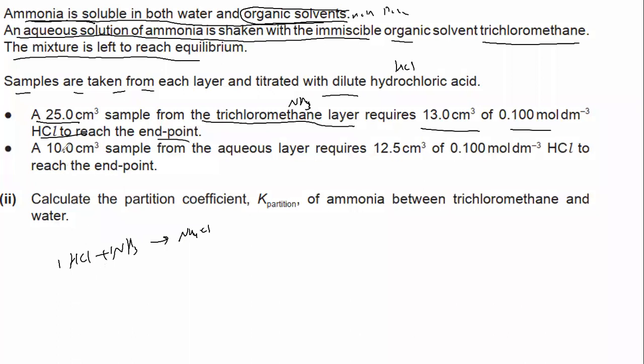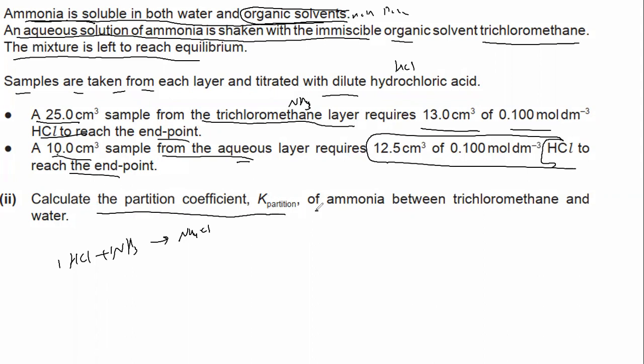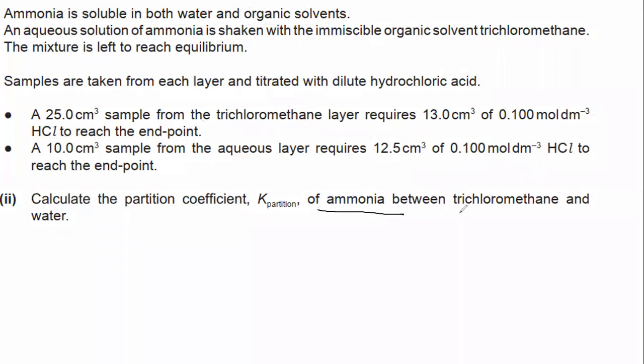Here we did the same: we take 10 centimeter cubic from the aqueous layer and it requires this amount of HCl to reach the endpoint. This amount will help us find the concentration of NH3. Calculate KPC, K partition of ammonia between trichloroethane and water. Look guys, ammonia between trichloroethane and water.